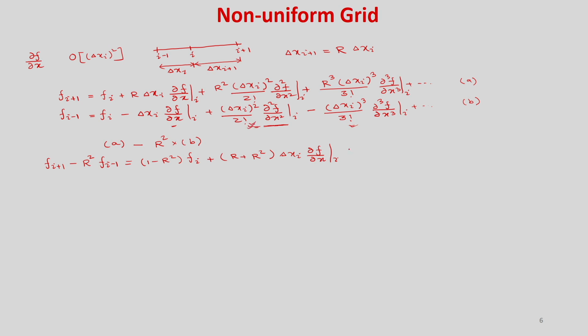So, now this term will be there and you will get r cube minus... so it will be plus r square, right. So, it will be r cube plus r square into delta x_i cube by factorial 3, which means 6, del cube f by del x cube, and other higher order terms.